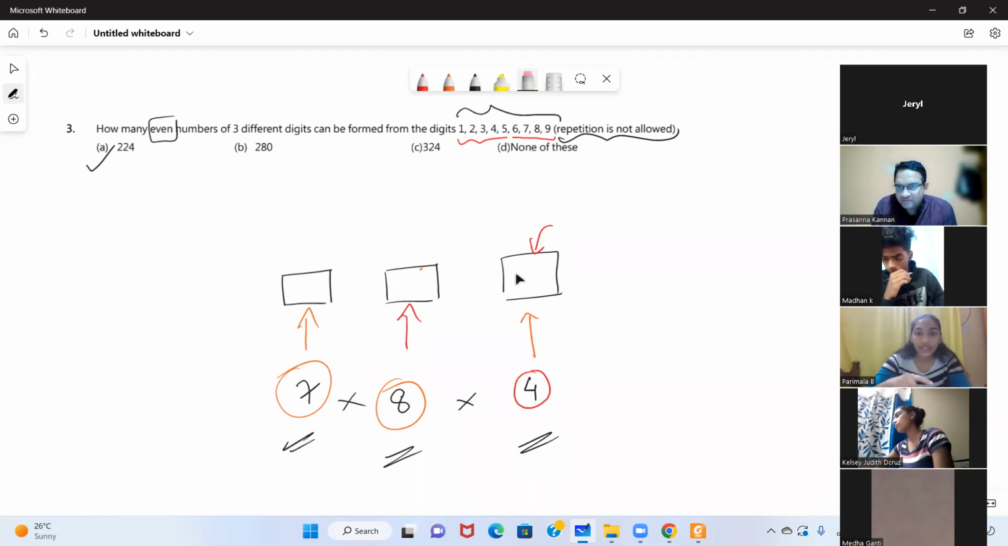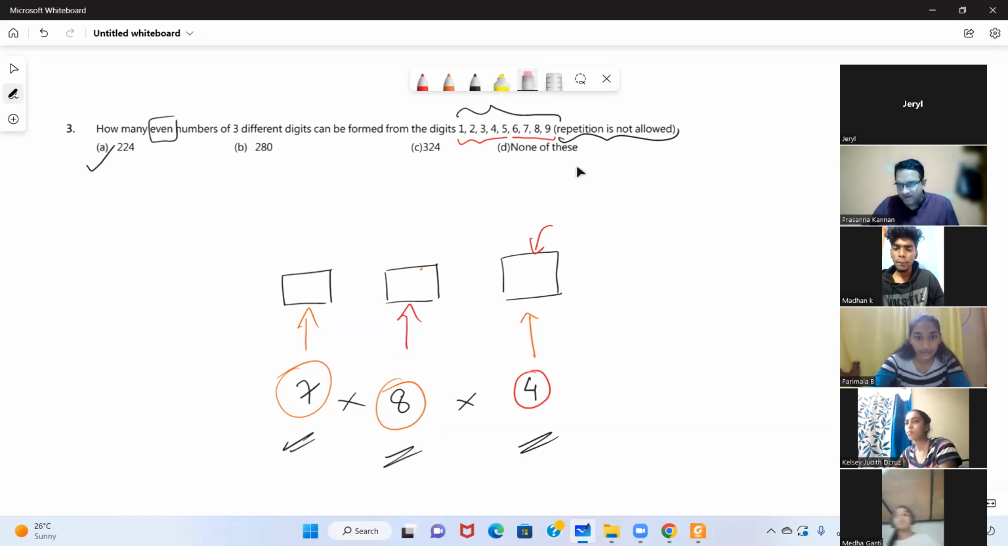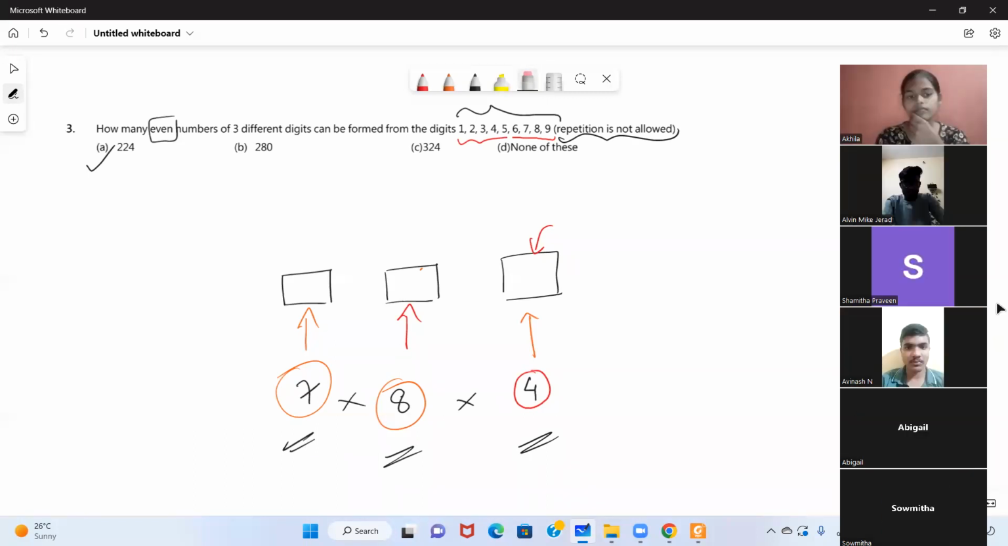Can you explain the tens place? How is it 8? In the tens place, out of 1 to 9, we have already used one number, which is an even number. So we only have 8 more numbers left, so we can add any number into it. Very good, Parimala. Excellent.